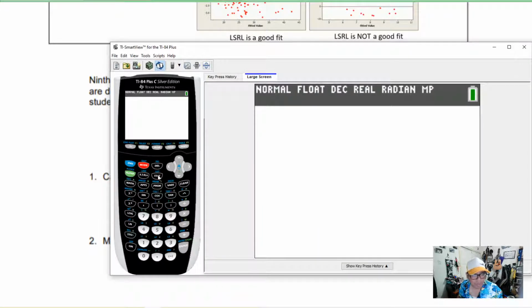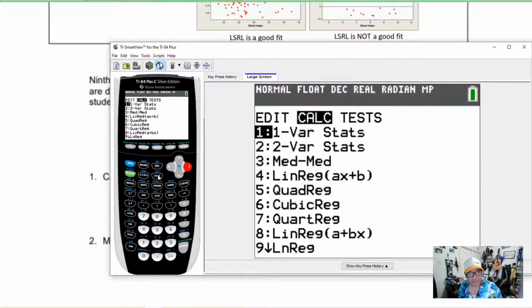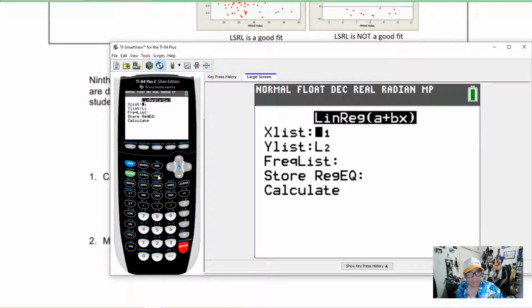We're going to click Stat, Calculate, and we're going to do number 7. Number 7 is the official linear regression for AP Statistics. Don't be confused. Number 9 looks like linear regression, but that's actually a logarithmic regression, natural log regression. Linear regression is number 8. So I'll click that, and I get a wizard here.